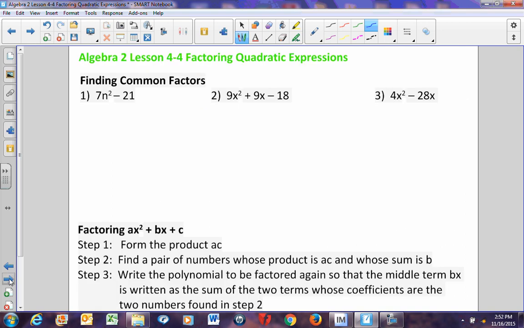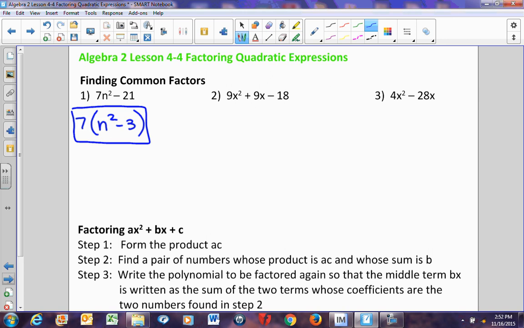Now, sometimes we need to look at things to see if there's common factors first. In this problem, next 7n squared minus 21, I know that the greatest common factor is 7. So if I take out a 7, I'm going to be left with n squared minus 3. That cannot factor again, so I'm done at that point in time, because I know that 3 is not a perfect square, so I can't factor that any further.